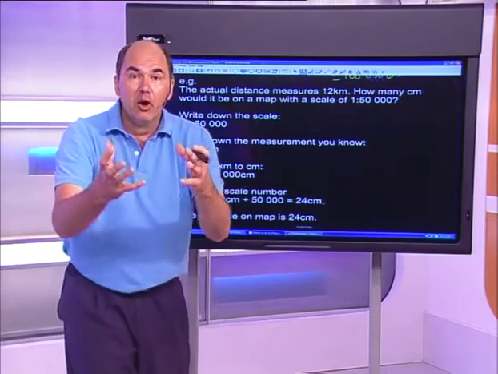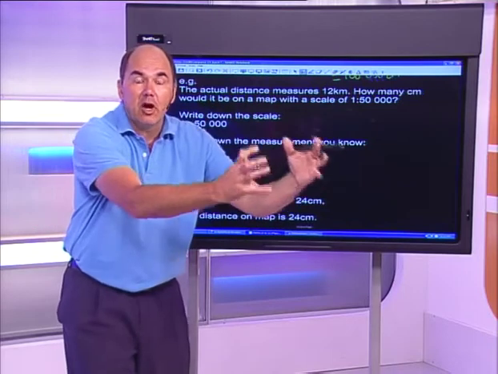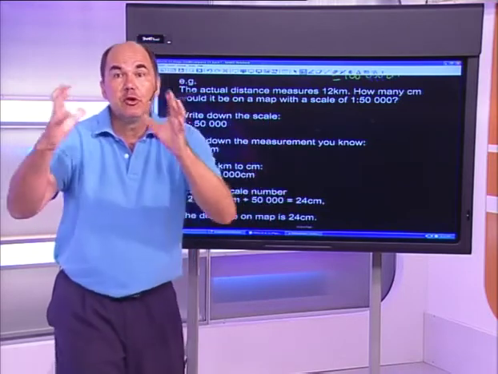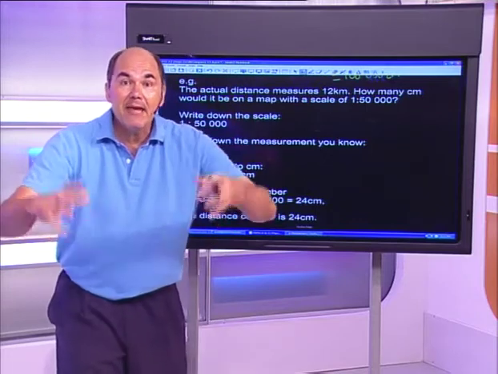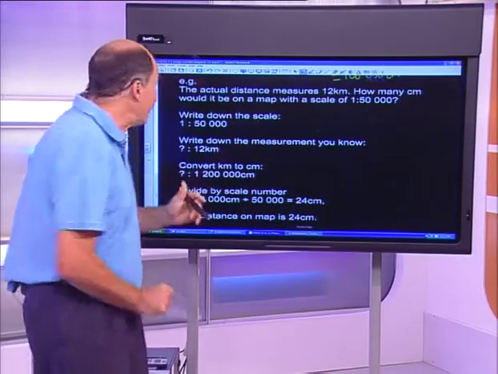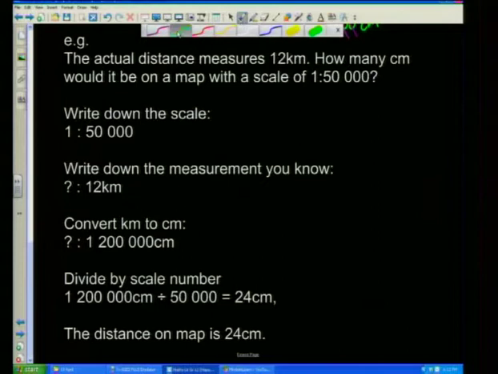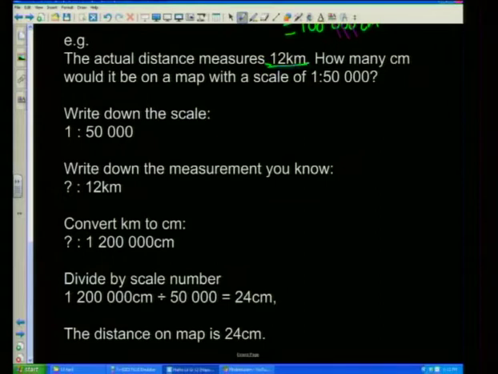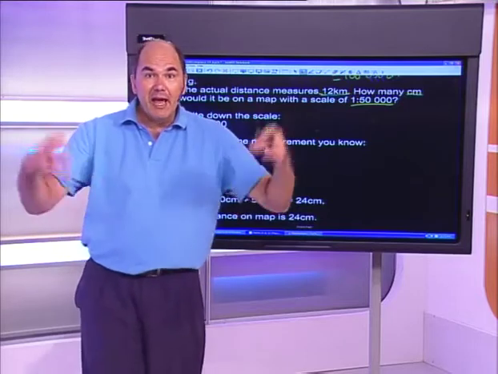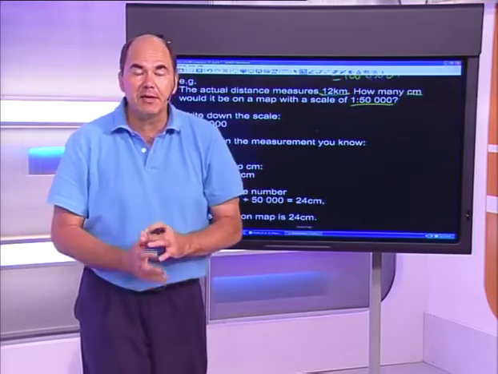Instead of giving you the distance on the map, they give you the distance on the ground and then ask you how far that is on a map with a particular scale. So notice what they say in the question. We go with this one. It says the actual distance measures 12 kilometers. How many centimeters would it be on a map with a scale of 1 to 50,000? So 12 kilometers, and we're dealing with a scale of 1 to 50,000.